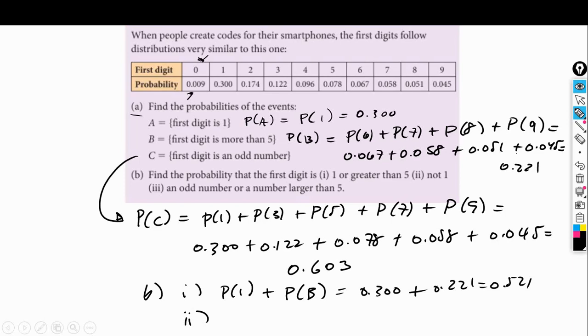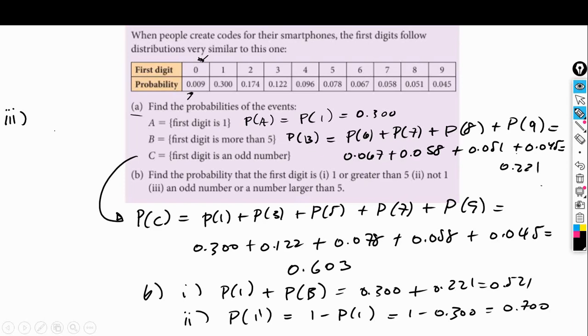And then for part 2, they ask us what is the probability that it's not 1. So remember that the probability that it is not 1 is the same as 1 minus the probability that it is 1. So this is just going to be 1 minus 0.300. So this is going to be 0.700.